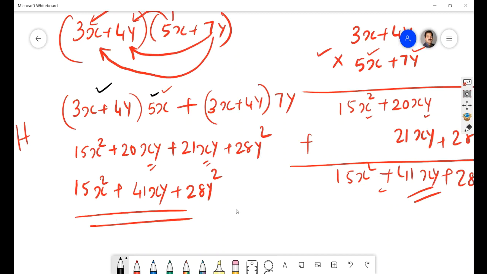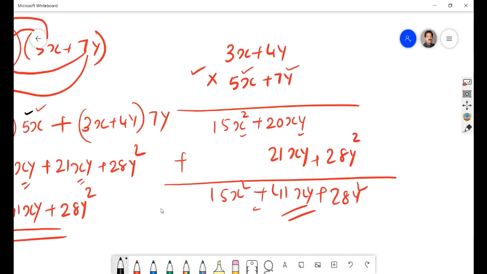Here also, whether you are multiplying with 7y first or 5x first is not that important. You will get the same answer. One thing is very important, like terms to be placed one below the other so that your answer will come out correctly. Okay. This you should take care.